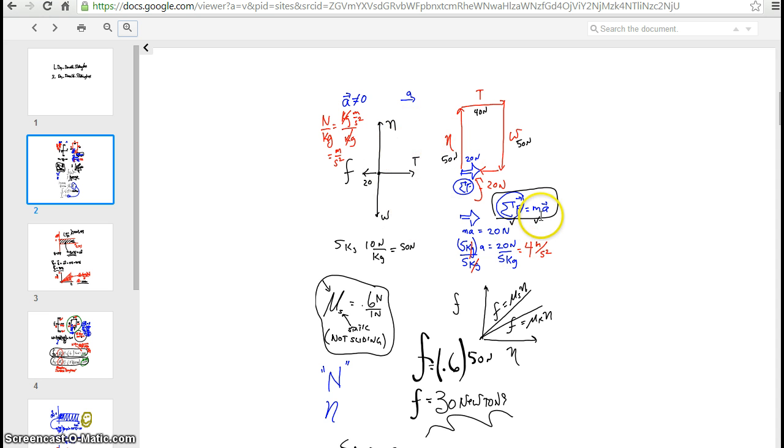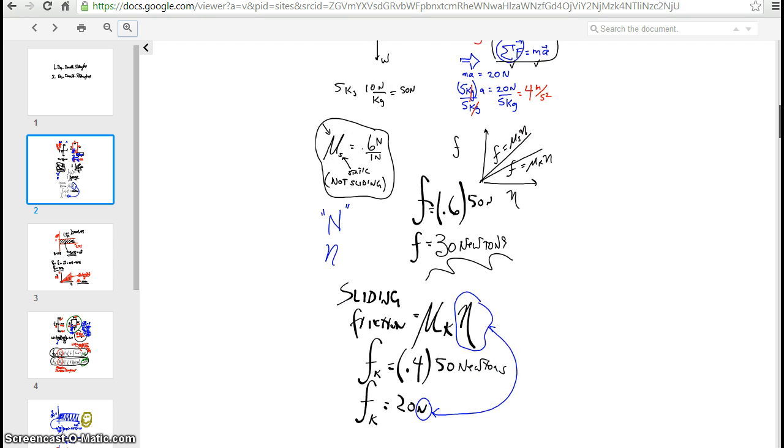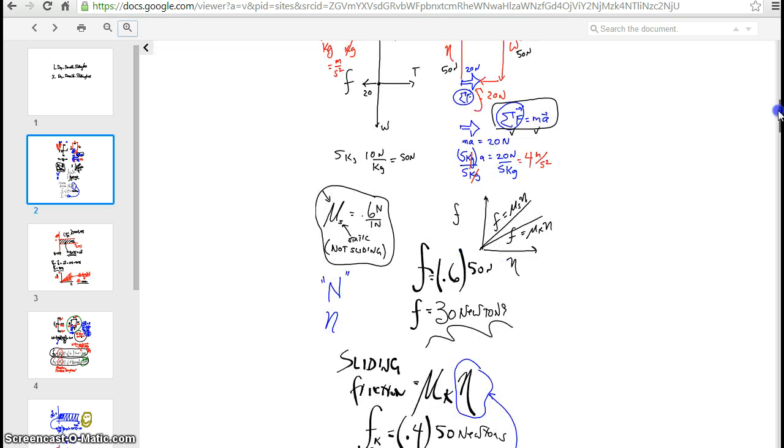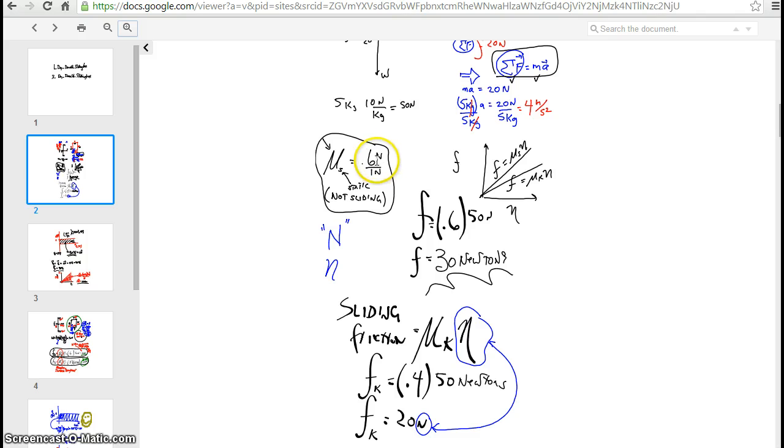We're given to assume that, and from the weight formula, which is 10 newtons per kilogram times mass, we get 50 newtons going up and down, so they're equal. From here we can use the static friction, since we know there's a friction. We're given that the coefficient of static friction is 0.6, while sliding friction uses mu k, the kinetic friction.